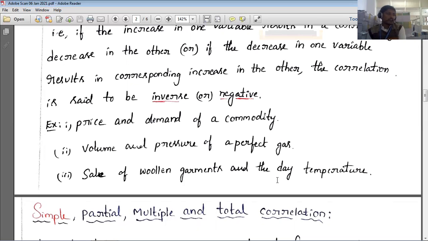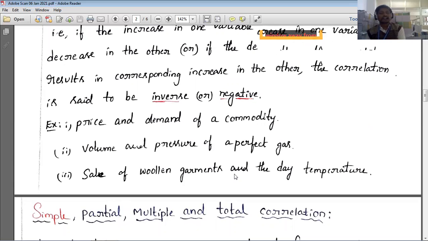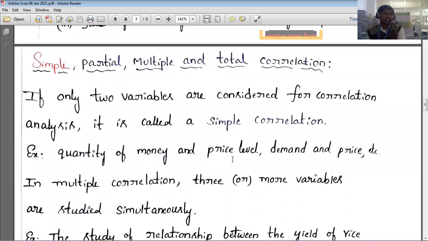In other words, a simple example: when you are going to a higher semester, your backlogs also reduce, no backlogs, then we say that is positive. Negative in the sense that the semester is going on and backlogs are also going on, that is positive. Backlogs reducing is negative. Opposite. Next, simple, partial, multiple, and total correlation.